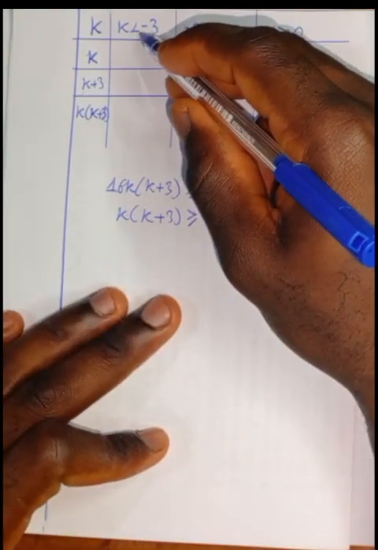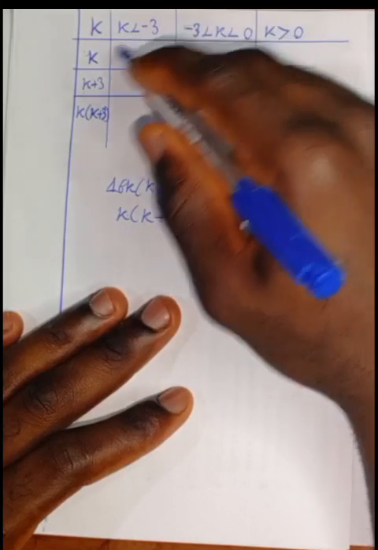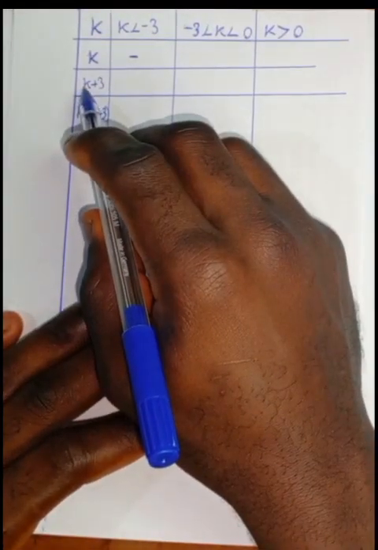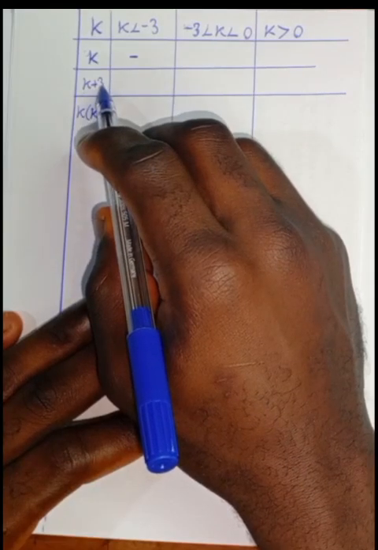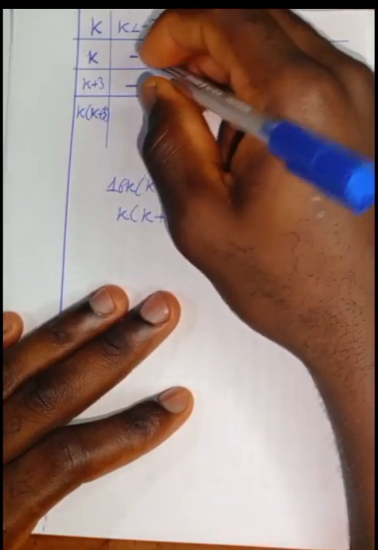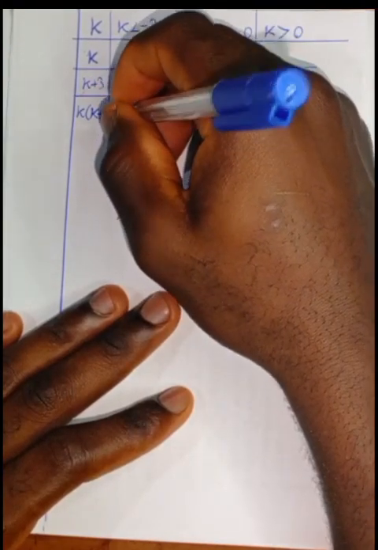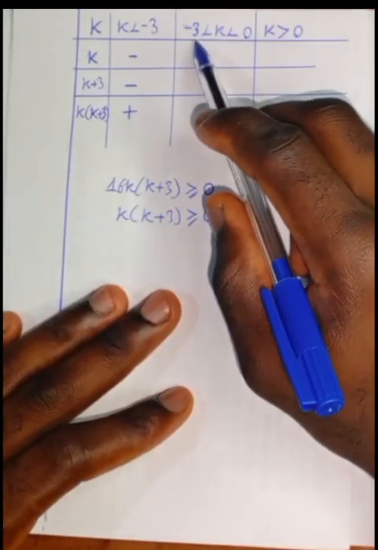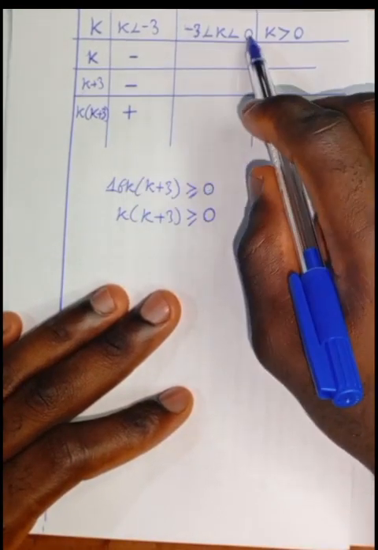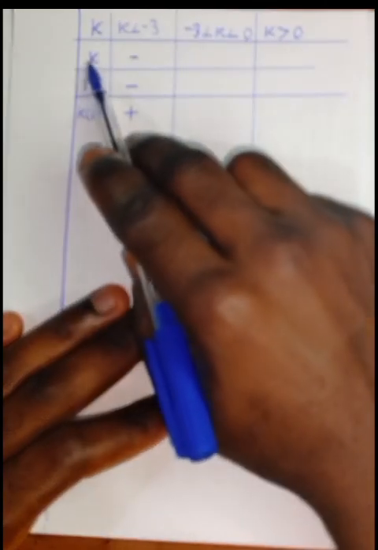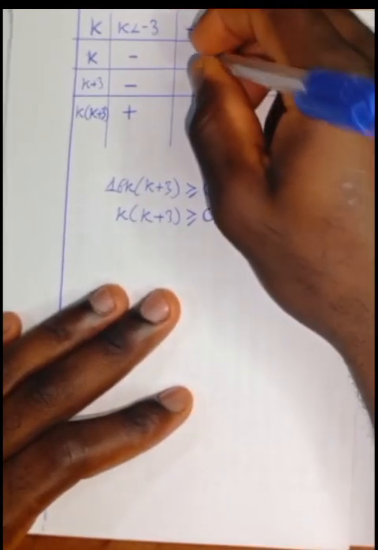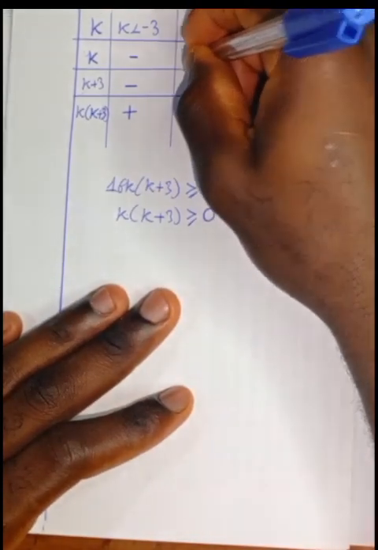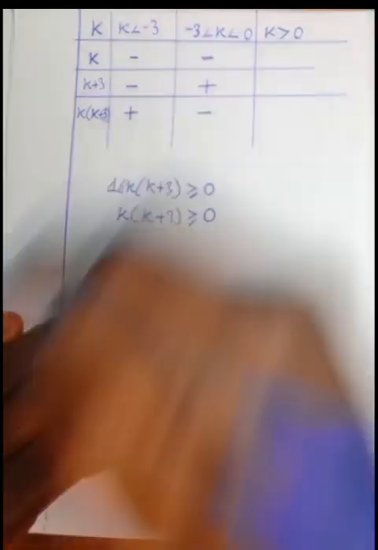If we take k less than -3, for example, if we take -10, the sign of k is simply negative. If we take -10 plus 3, it gives us -7. The sign is negative. Negative times negative, we take the product, the resulting sign will be positive. Next, we have to check the sign of values of k between -3 and 0. If we take k to be -1, the sign of k is negative. -1 plus 3 gives us 2, which is positive. If we take negative times positive, the resulting sign will be negative.